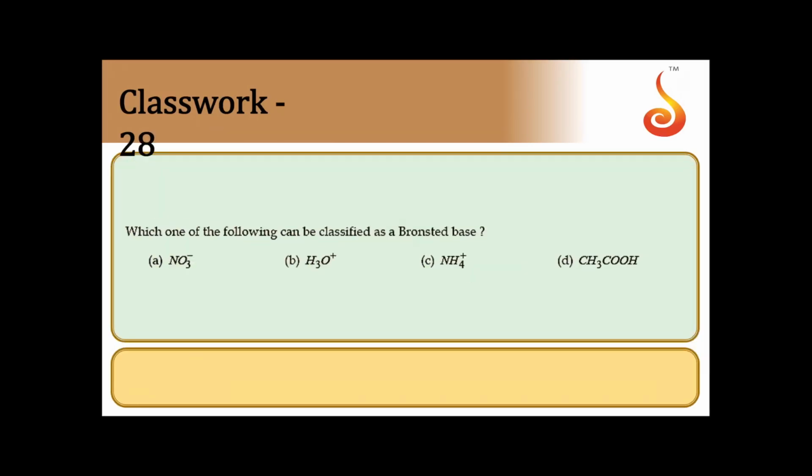Then the 28th one. Which one of the following can be classified as a Bronsted base? A Bronsted base is a proton acceptor. Only NO3 minus can take a proton, because NO3 minus plus H plus gives rise to HNO3. Others are proton donors, not proton acceptors. So the answer is A. NO3 minus accepts a proton.